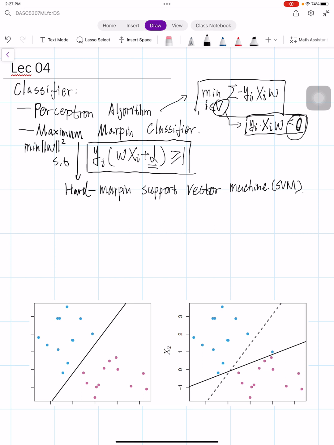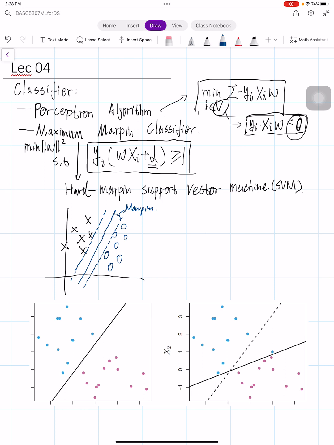In other words, the solution for the hard margin classifier gives us, for example, if we have the linearly separable case, we have the black cross label and we have the blue circle label. Suppose these two classes can be well classified. The hard margin not only gives us the decision boundary, but also imposes this margin distance. So that's the hard margin support vector machine.